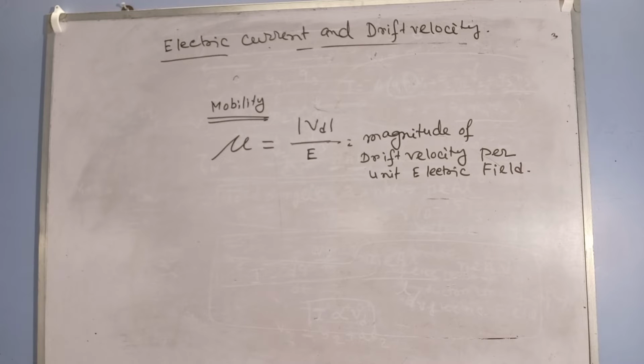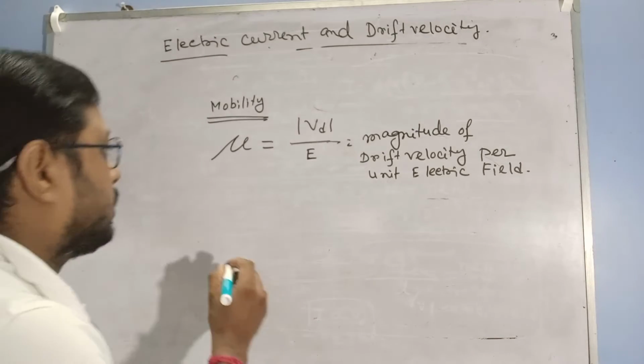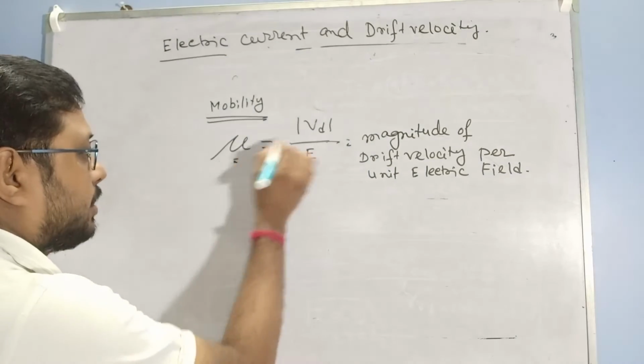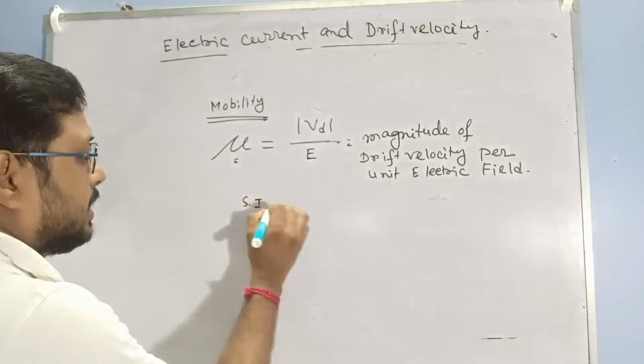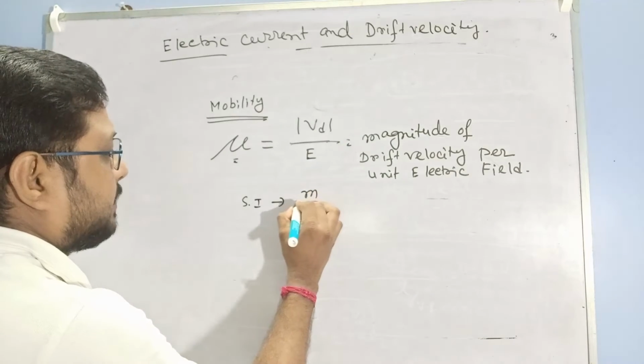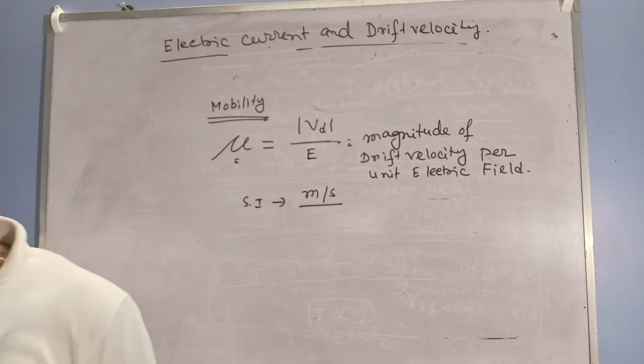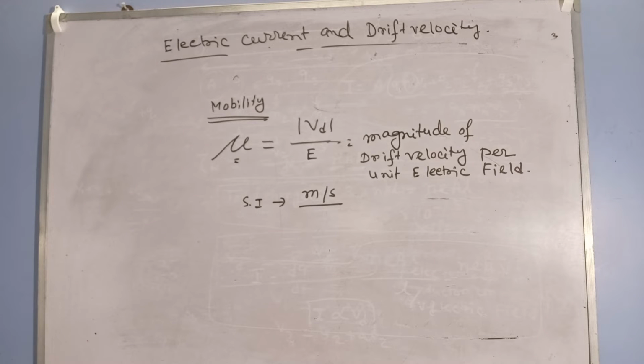We can know what the unit of mu is in the SI system. The value of Vd is meter per second, and what is the unit of E? E is volt per meter.